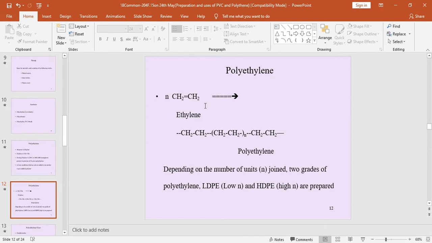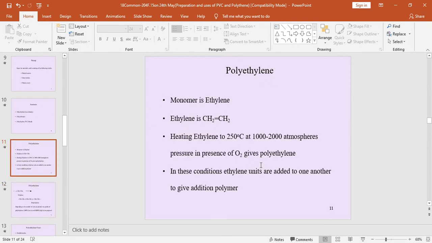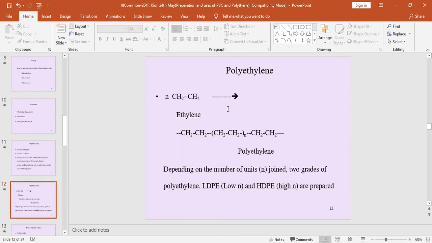See here, polythene preparation. Just now we discussed it only theoretically. Now I am writing the equation here. n moles of CH2 double bond CH2, ethylene, in n number of molecules, undergo addition polymerization. Now it is forming polythene. Polythene is written as bond CH2 bond CH2 in brackets, with n number of units. So this is called polythene.